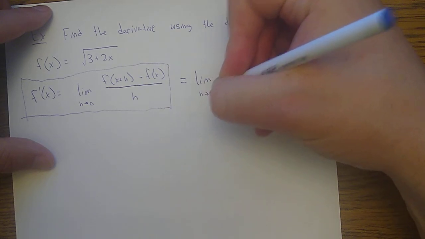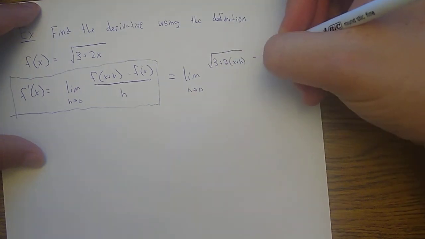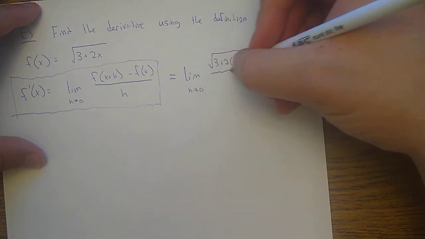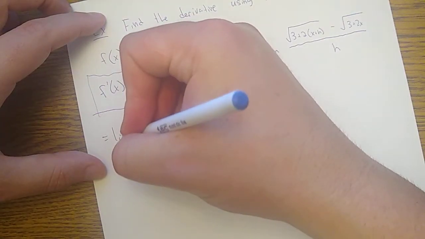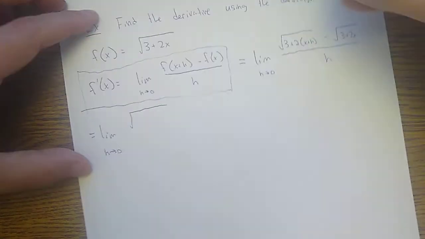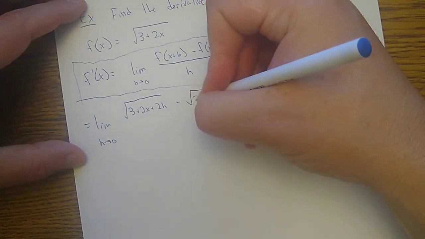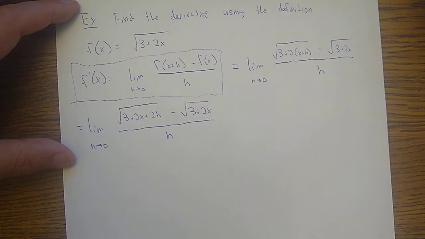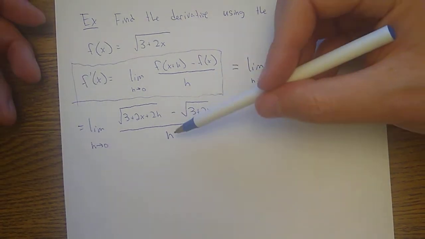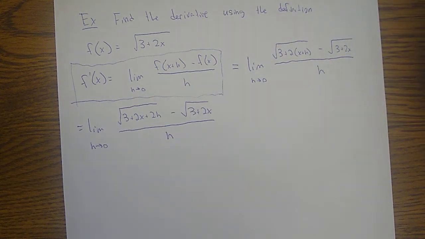Limit as h goes to 0, square root of 3 plus 2 times x plus h, minus square root of 3 plus 2x, over h. I'm going to simplify this in a really easy way. 3 plus 2x plus 2h. And what does this look like? Again, whenever I'm doing a derivative, I'm doing a limit and h is going to 0 and I have h in the bottom. That means I always have to do algebra until I can cancel the h in the bottom. There's no easy way around that.